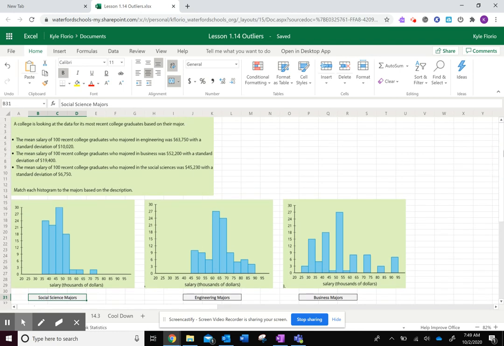A college is looking at the data for its most recent college graduates based on their major. The mean salary for 100 recent college graduates who majored in engineering was $63,750 with a standard deviation of about 10 grand. The mean salary for 100 college graduates who majored in business was $52,200 with a standard deviation of $19,400, and the mean salary of 100 recent college graduates who majored in the social sciences was $45,230 with a standard deviation of $6,750. Match each histogram to the major based on its description.